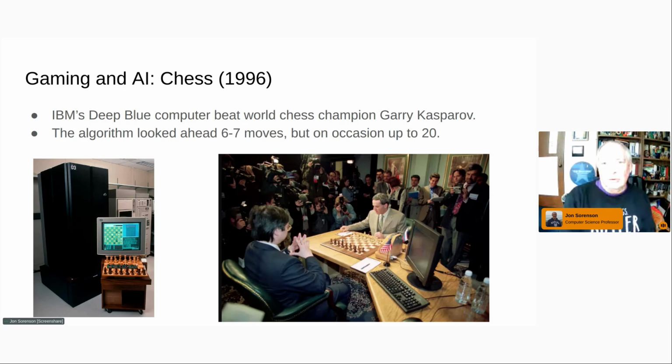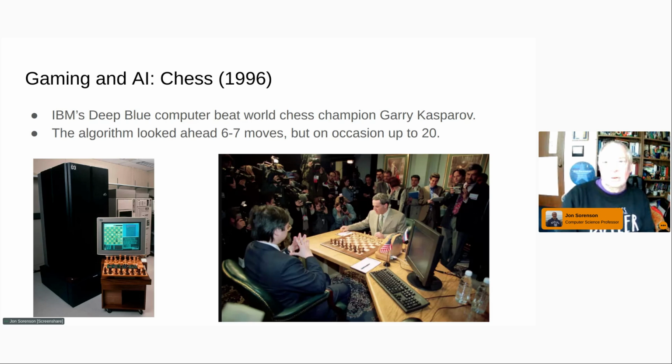IBM designed a system called Deep Blue to play chess. You can see the picture on the left shows the Deep Blue machine. In 1996, for the very first time, the Deep Blue program beat the world chess champion at the time, Garry Kasparov. The algorithm it used looked ahead 6 to 7 moves typically, but on occasion, when the situation merited, it would go as far as 20 moves look ahead. So that was the state of artificial intelligence in 1996.